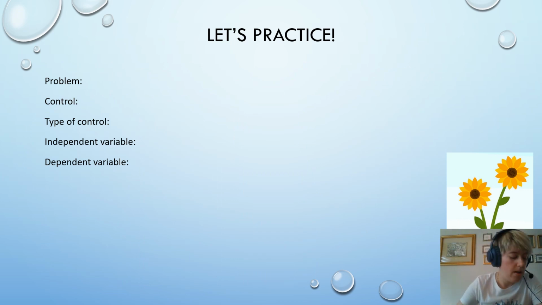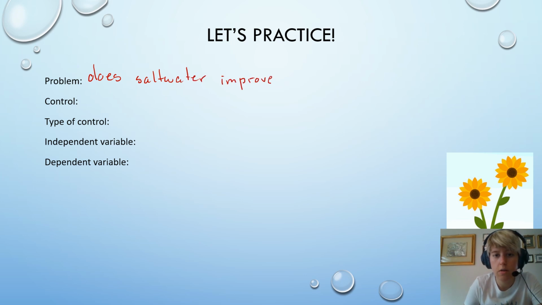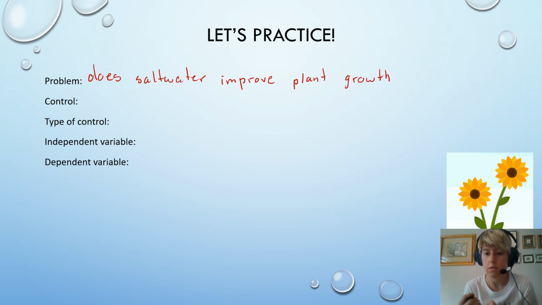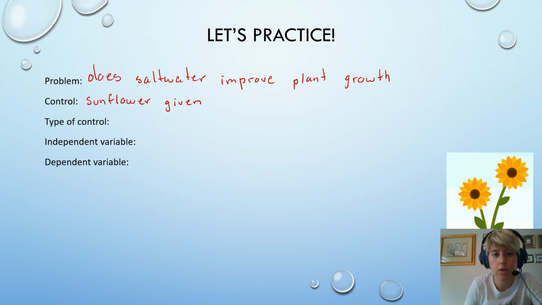Okay, so in this experiment, the problem is, does salt water improve plant growth? Right, because that's what we're trying to see. Does salt water in varying concentrations of salt water improve my plant growth? So my control scenario is going to be the sunflower given water.